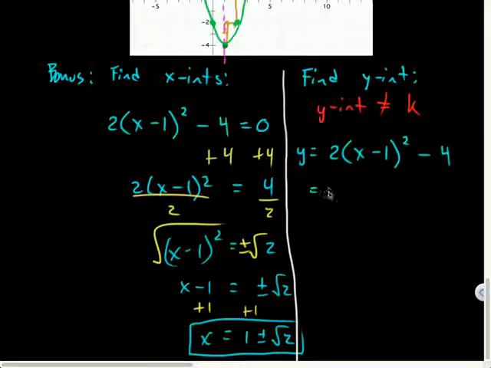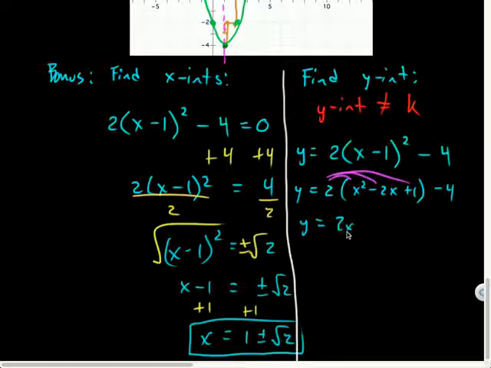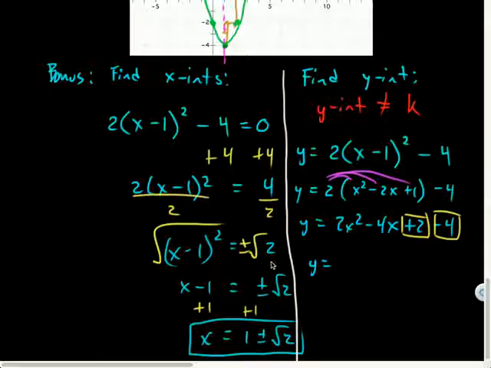So let's actually expand this out to figure this out. X minus 1 all squared is going to be x squared minus 2x plus 1 if I was to FOIL that or use a pattern. Then I could do some distributing. Let's see, so y equals 2x squared minus 4x plus 2 minus 4. And then I'd combine some like terms, and I'd get y equals 2x squared minus 4x.